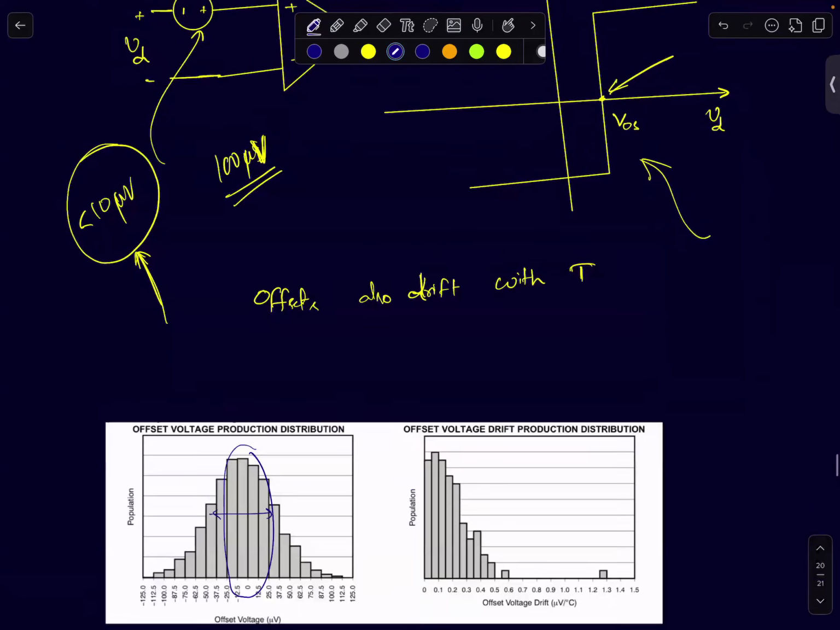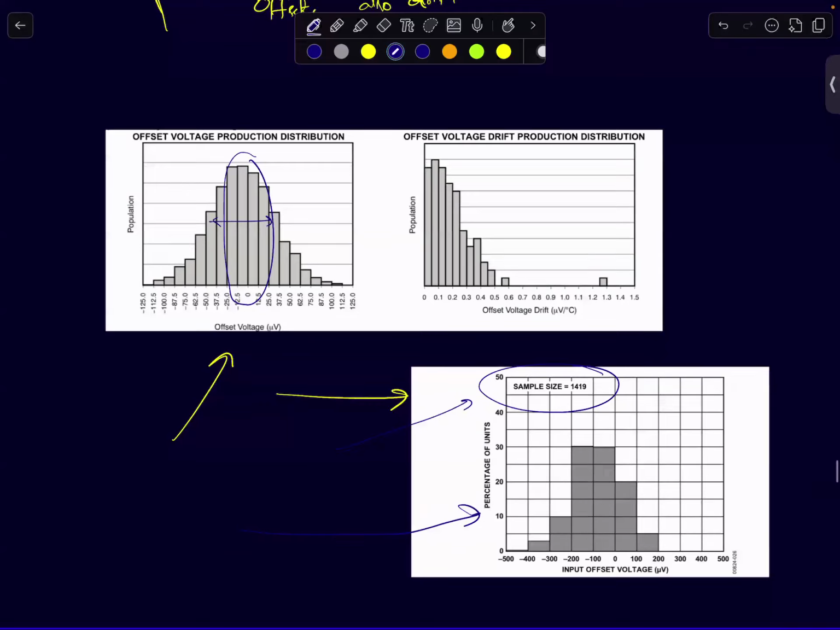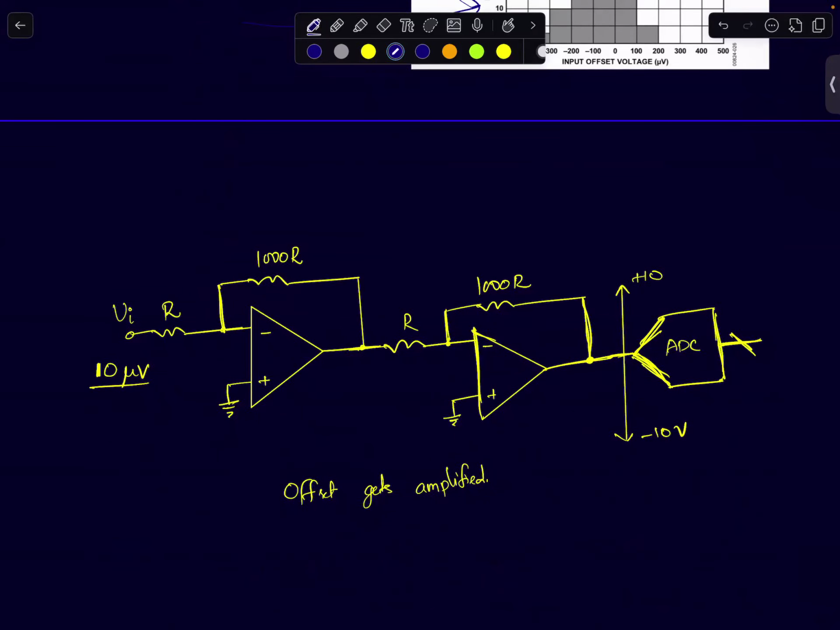Okay. And I've taken this data from a data sheet. You can get this information by looking at a data sheet. So why is offset important? I'll explain it through a very small example. We have already discussed this in the previous lecture, but I'll just reiterate it once again.